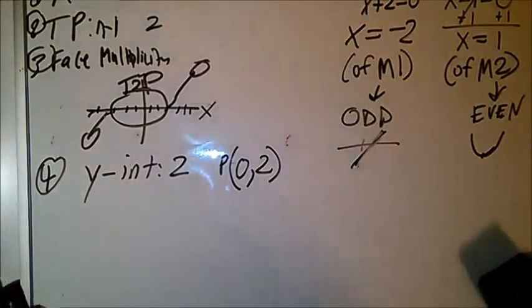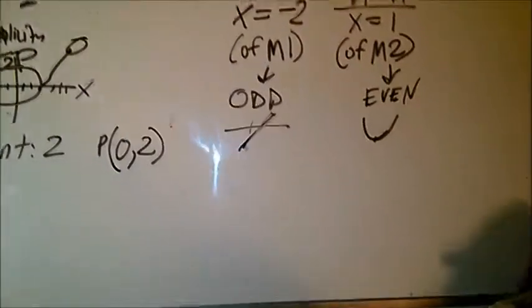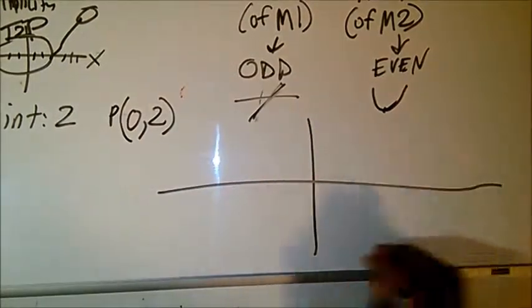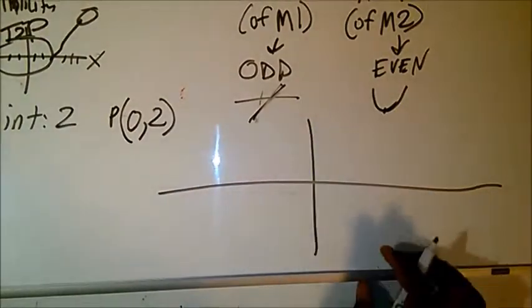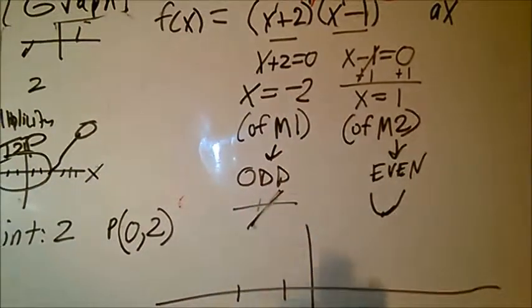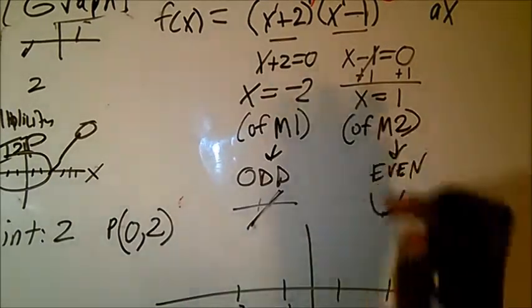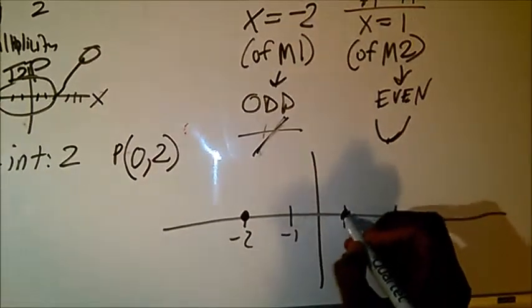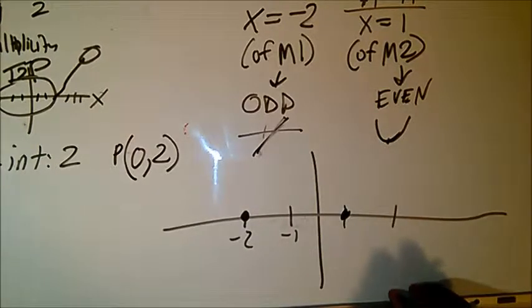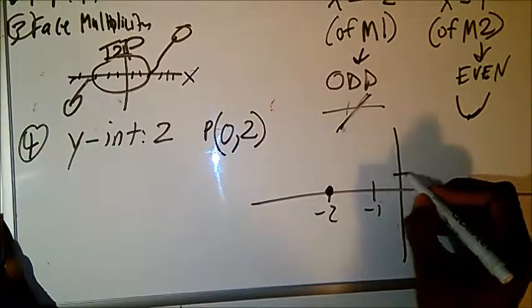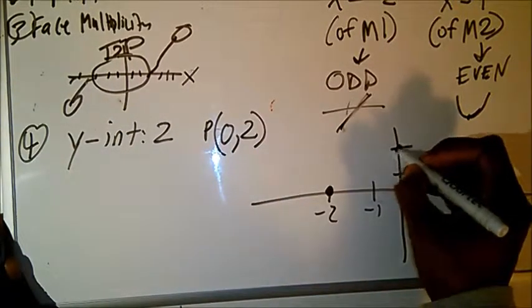Good. Now guess what? We can graph this. Let's graph it here. Look at our points that we have. We have x equal to negative 2, and we have x equal to 1. And this time, our y-intercept is 2. So our point is 0, 2.